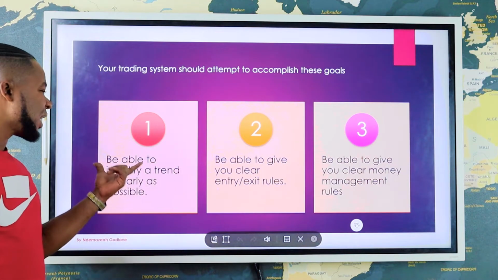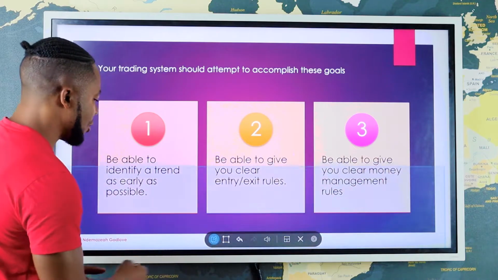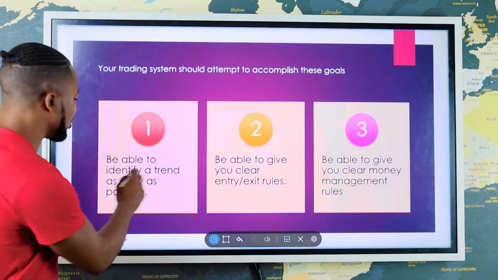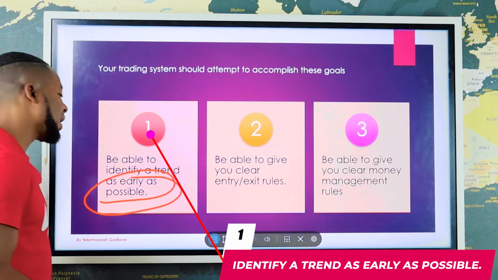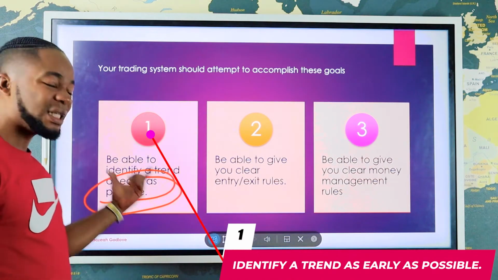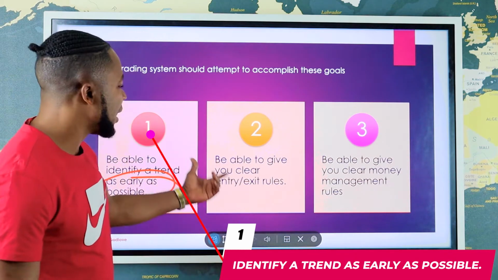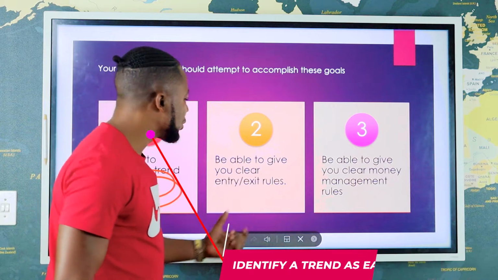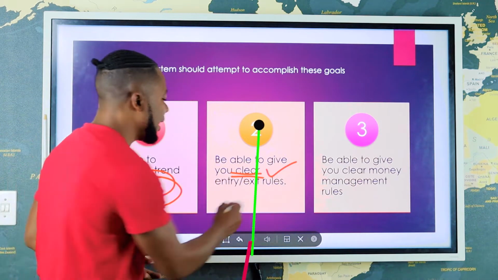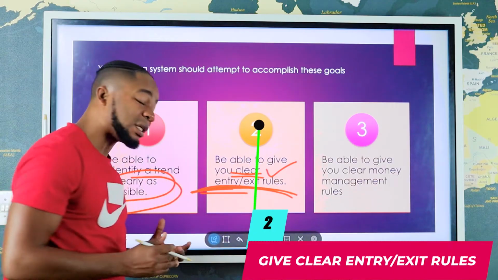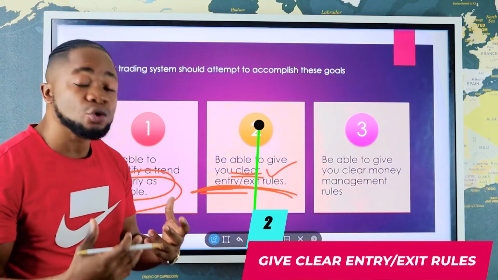The first goal is your trading system should be able to identify a trend as early as possible. So your system must be able to identify a trend as early as possible. Then your system must be able to give you a clear entry and exit rules. Remember, I said clear entry and exit rules. There are rules you have to follow.